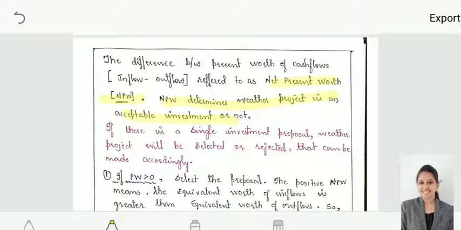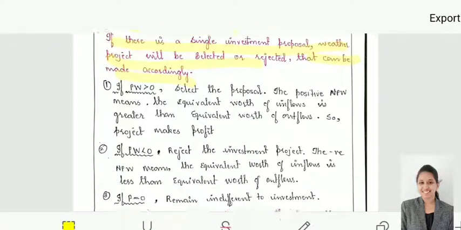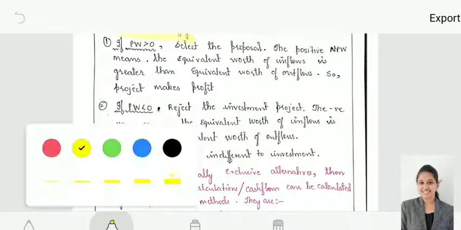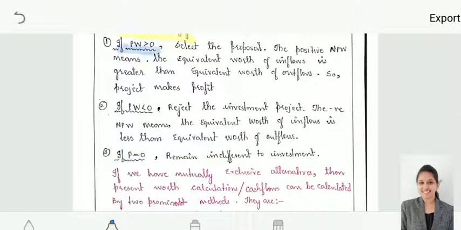Usually they ask the question about what you mean by the net present value or net present worth. If there is a single investment proposal, whether the project will be selected or rejected can be decided accordingly. Now we'll see the three cases for understanding the net present worth. If a question is asked regarding net present worth, these are the three cases that you have to elaborate and explain. In the first case, if the present worth is positive, select the proposal.